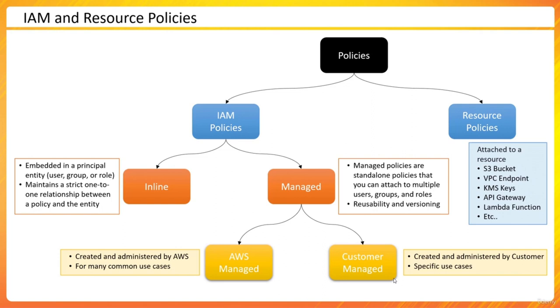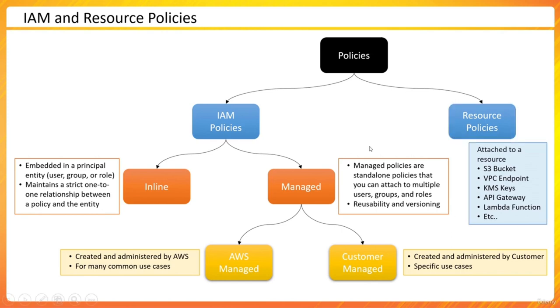With your entities, you could also associate an inline policy. It is a scoped-down policy only for that entity. Nothing beyond it would be accessing this policy. So this is my inline policy, or better wording would be embedded policy. And then one more bifurcation is a resource policy, which is attached to a specific resource, like an S3 bucket, VPC endpoint, KMS keys, and many more services, but not all services.